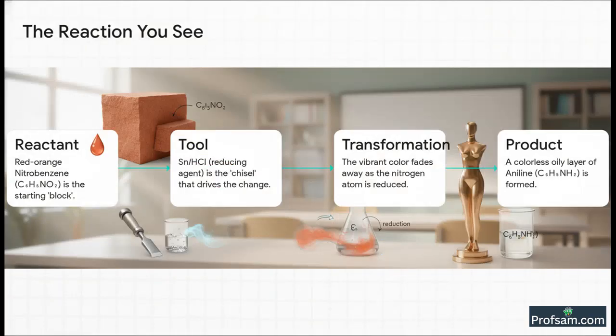So let's break down what you are seeing. The red-orange nitrobenzene, that's our starting block of stone. The mixture of tin and HCl, that's our chisel and hammer, a reducing agent. As the reaction proceeds, the color fades away. That is the visual signal that the nitro group is being transformed, it's being reduced. And what is our finished statue? It is a colorless, oily layer of a new molecule called aniline.